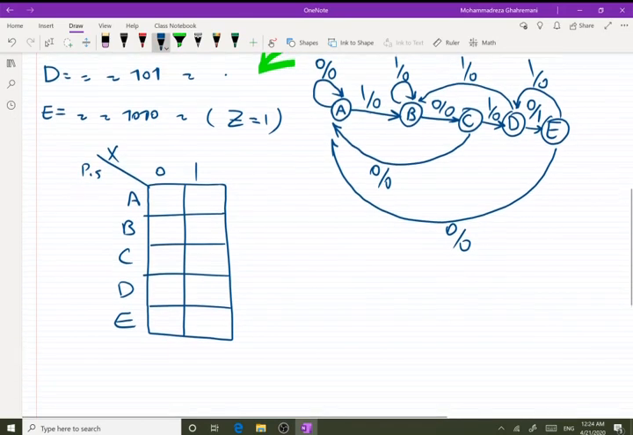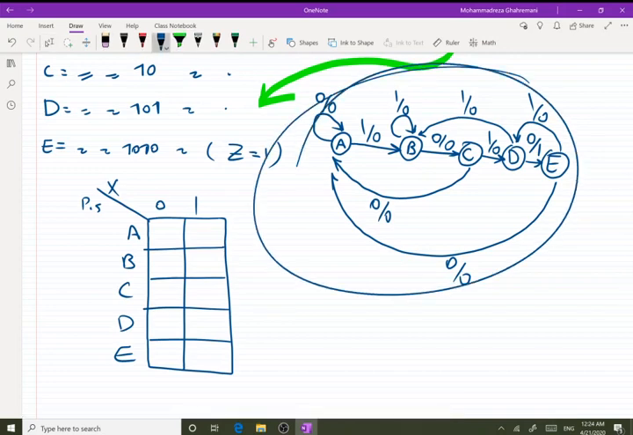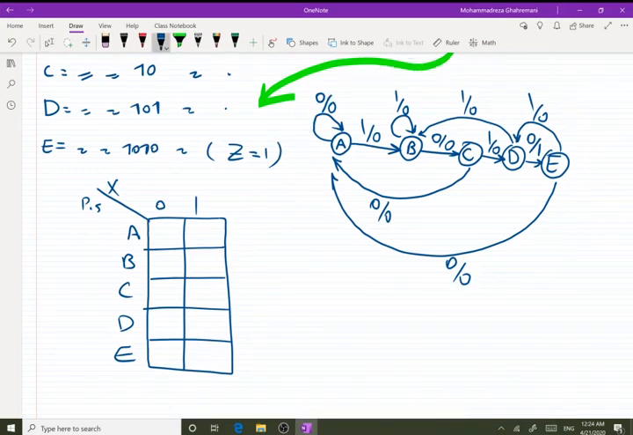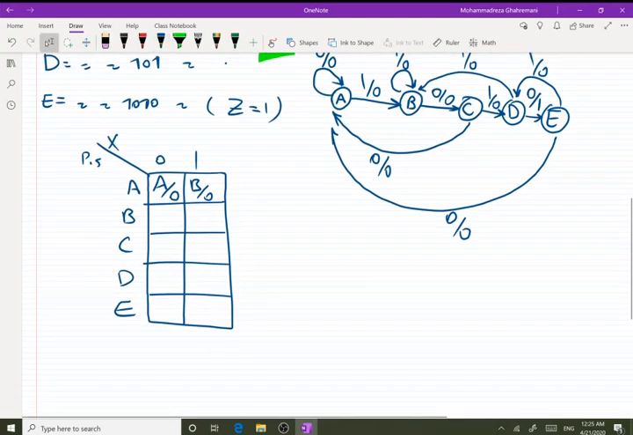If we are in A, based on this state diagram, we complete the state table. If we are in state A and the input is 0, we remain in state A and the output is 0. And if we are in state A and the input is 1, the state changes to B and the output is 0. So we can complete the entire table.